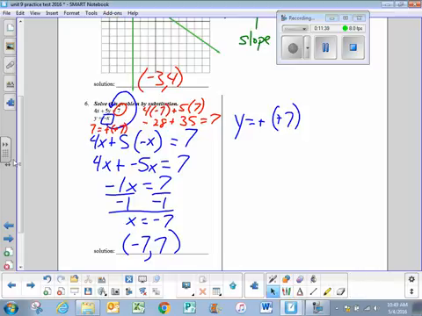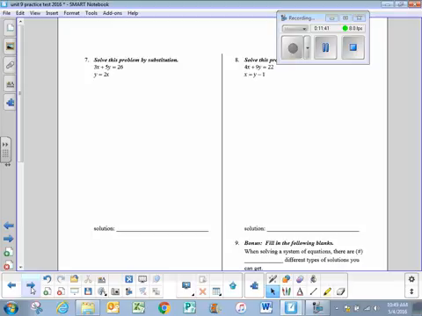Okay. Next. Number 7. y equals 2x. So I'm going to substitute 2x in for y up above. 3x plus 5 times 2x equals 26.